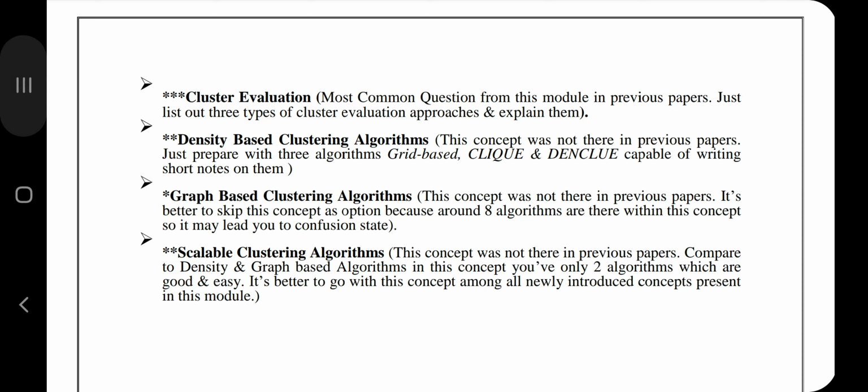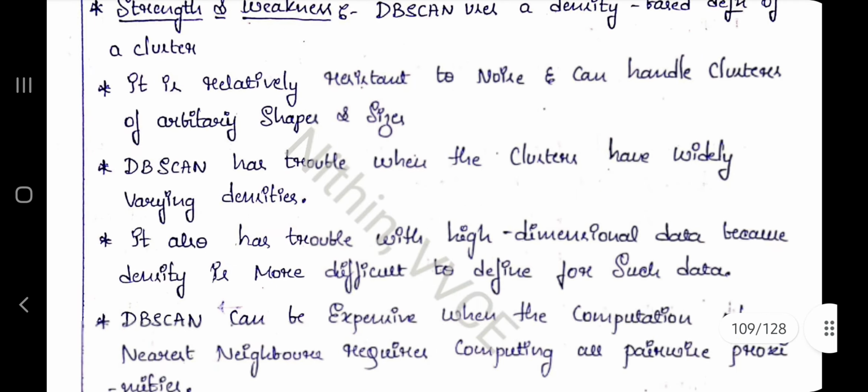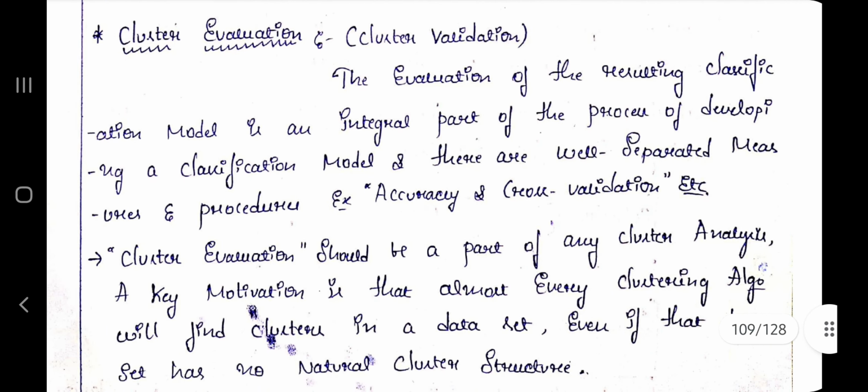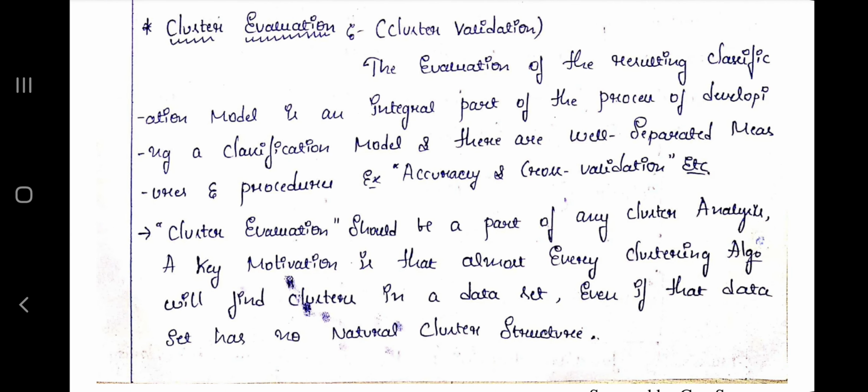Cluster evaluation, don't miss at any cost. How many approaches are there? 3 approaches. Okay, how many approaches? 3 approaches are there for the cluster evaluation methods. So what do you understand by cluster evaluation?